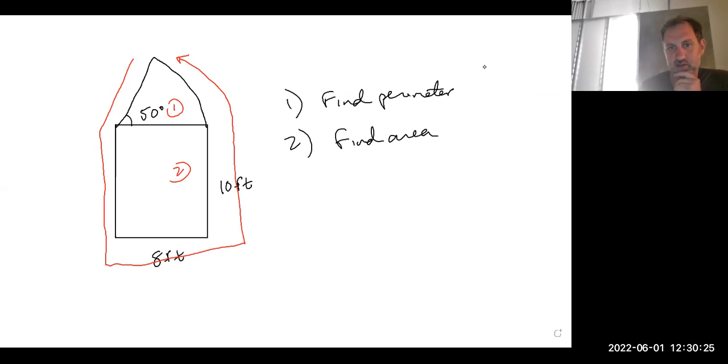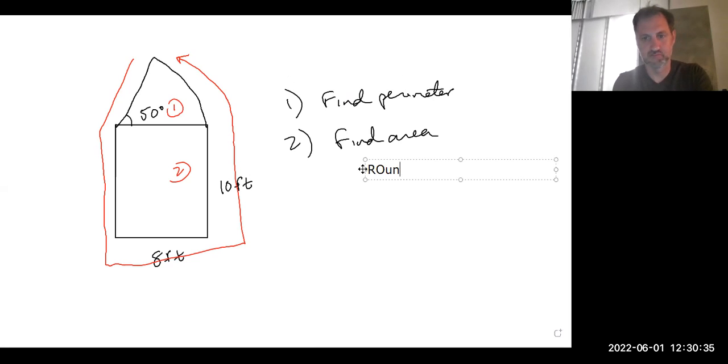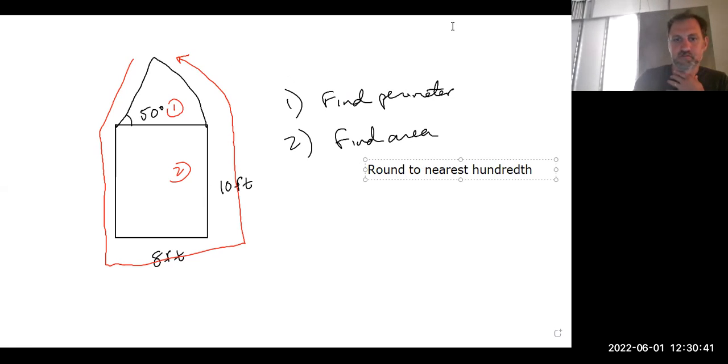I would say let's round to the hundredths. Take a look, my calculator here. So we'll start with the perimeter. I'm going to break the problem down.